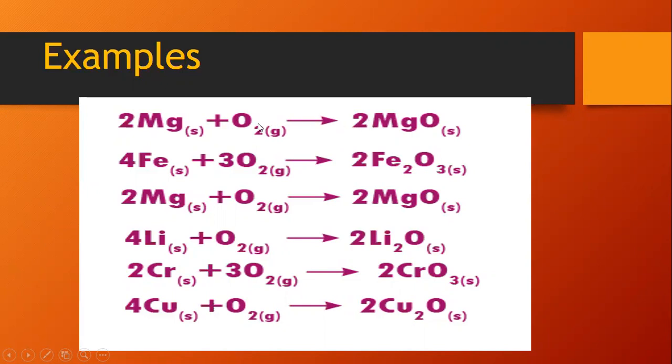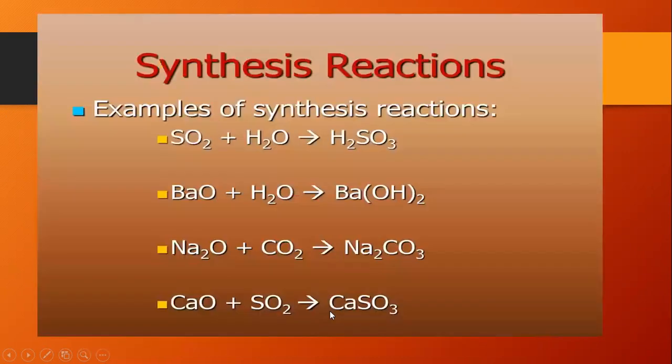Magnesium and oxygen join together to form magnesium oxide. Same is the case over here. When iron and oxygen join together, they result in the formation of iron oxide. And there are some other examples. For example, copper and oxygen join together to form copper oxide. So these are the different examples. Here you can see some other examples of the synthesis reaction.